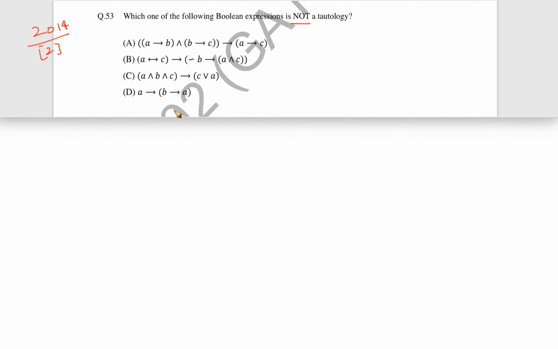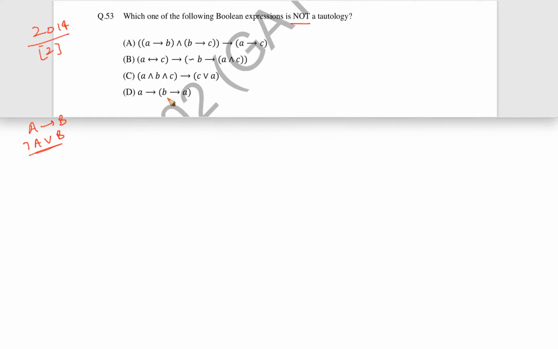Okay, so what is a tautology? A tautology is a Boolean expression which is always true irrespective of what the values of the different variables involved are. Okay, so let's start with D first. When I say that A implies B, I know that A implies B can be written as not A or B. Okay, so standard stuff.